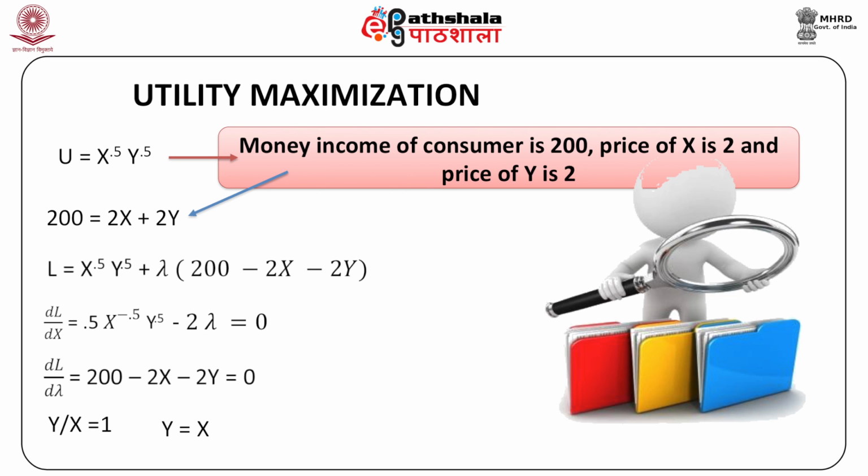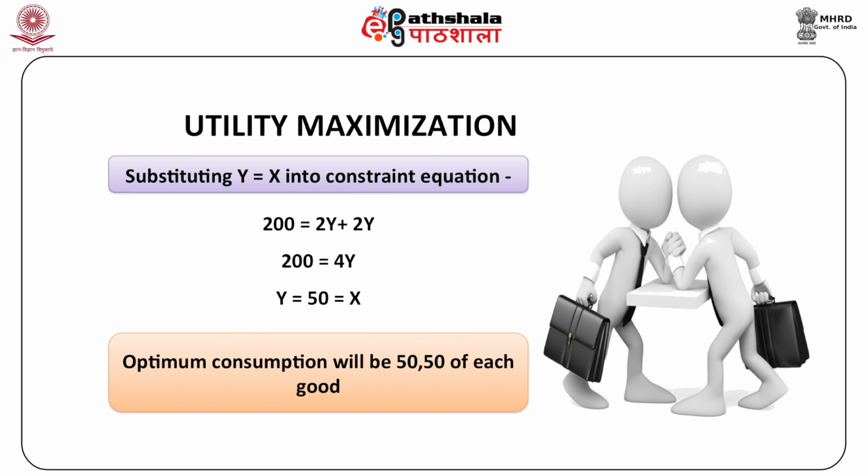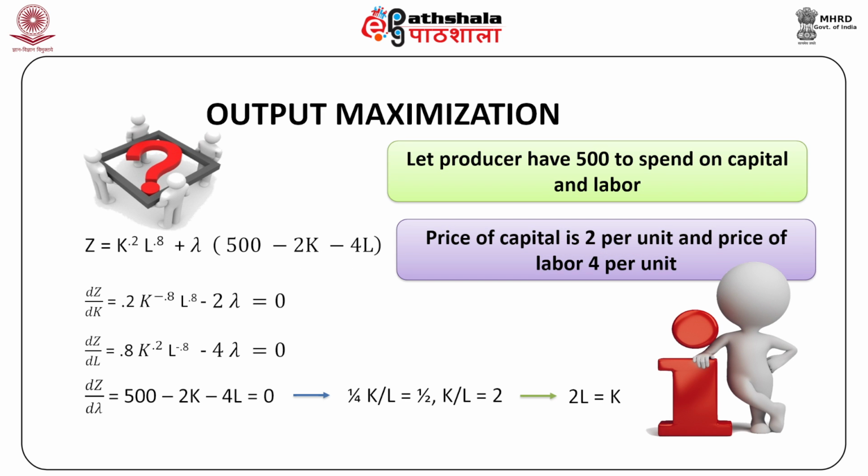Dividing equation 4 by 5, we get Y divided by X is equal to 1, hence Y is equal to X, that is, the consumer will consume both goods in equal quantity. Substituting Y is equal to X into the constraint equation, 200 is equal to 2Y plus 2Y, which is 200 is equal to 4Y, Y is equal to 50 equal to X. That is, optimum consumption will be 50-50 of each good.